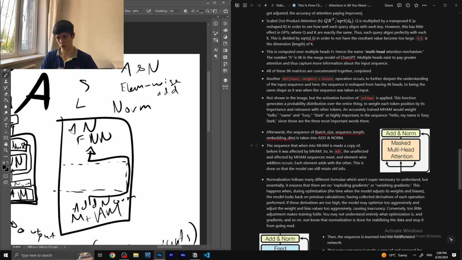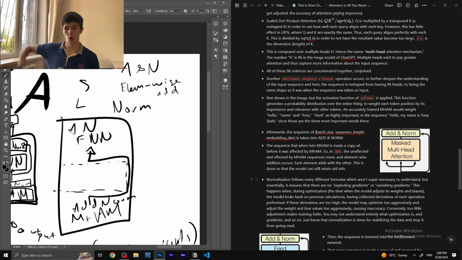Essentially what normalization does is make sure there are no exploding gradients or vanishing gradients. This happens during optimization. If you don't really understand this terminology, that's fine with me. Optimization is the time when the model adjusts its weights and biases. The model looks back on previous calculations, having collected derivatives of each operation. So if it does dot input weight bias, or some kind of exponential function, like e to the power of zj, it will collect the derivatives of those. A derivative is just essentially how much stuff has changed. I won't break it down here, but yeah.